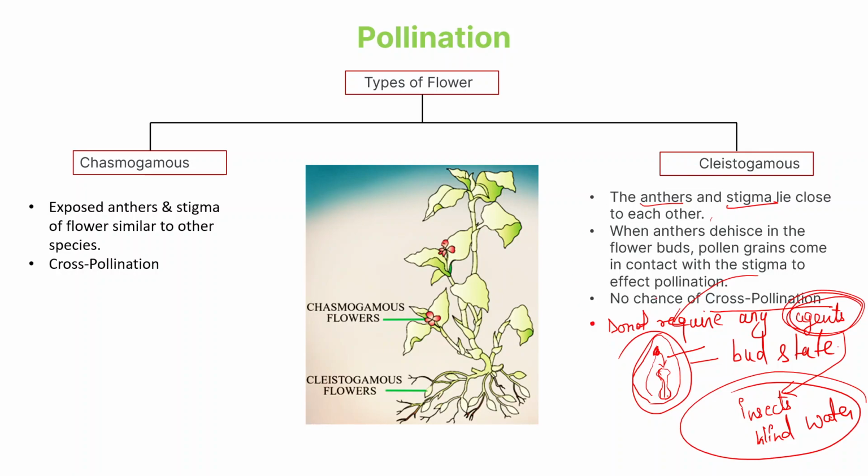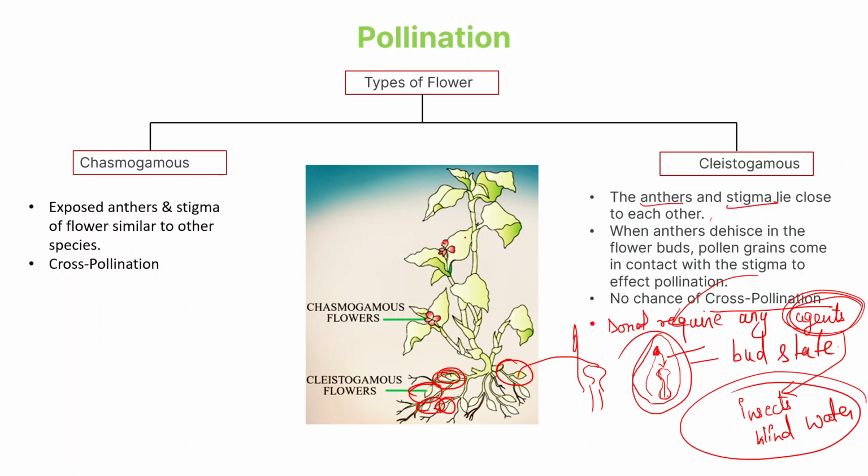So this is our cleistogamous flower, and you could see that these are our bud state flowers, and inside these buds, you could see the anther and the stigma. Okay. Now, chasmogamous flowers are the exact opposite of the cleistogamous flowers.